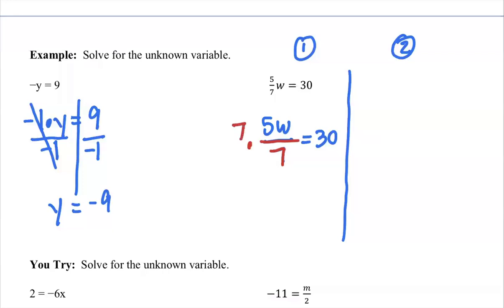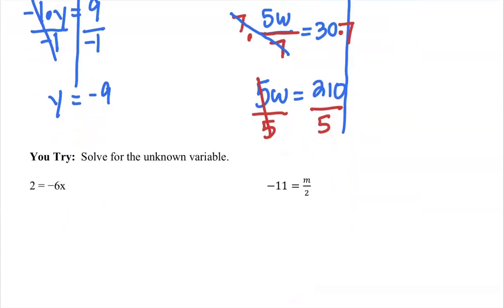I'm going to multiply both sides by 7 so that I can undo that dividing by 7. That would leave 5w equals 210. And then I'm going to divide by 5, because that would allow me to cancel and get the w isolated. And then I need to do that to both sides. So 210 divided by 5 would be w, because 42.